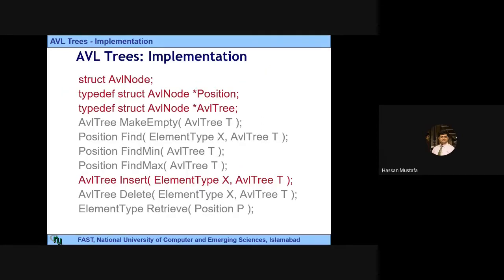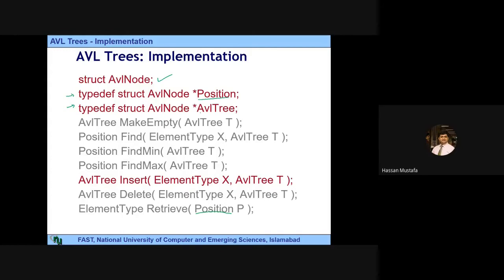of the AVL class. First of all, we have this AVL node, that's a structure, and then we have typedefs, or you can say we redefine the pointer of this AVL node as position and AVL tree. We'll use these two typedefs in other functions. Like you see, this position redefinition is used here in the retrieve function, and it's also used in another function that we'll see in the next slide.